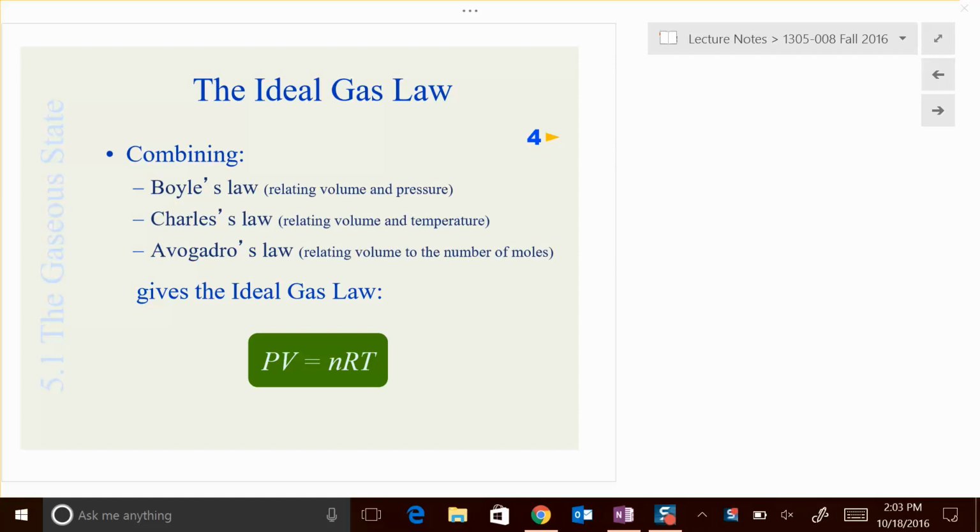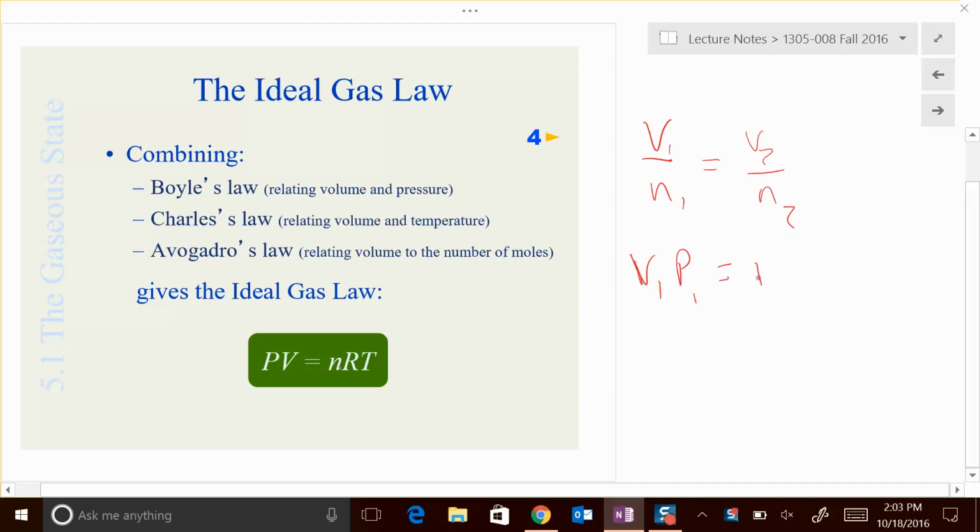All right, so the ideal gas law. The ideal gas law is derived from the other laws, Avogadro's, Boyle's, and Charles's, when you combine them into one. So we have Avogadro's, V1 over N1 equals V2 over N2. Boyle's, V1 P1 equals V2 P2. And Charles's, V1 over T1 equals V2 over T2.